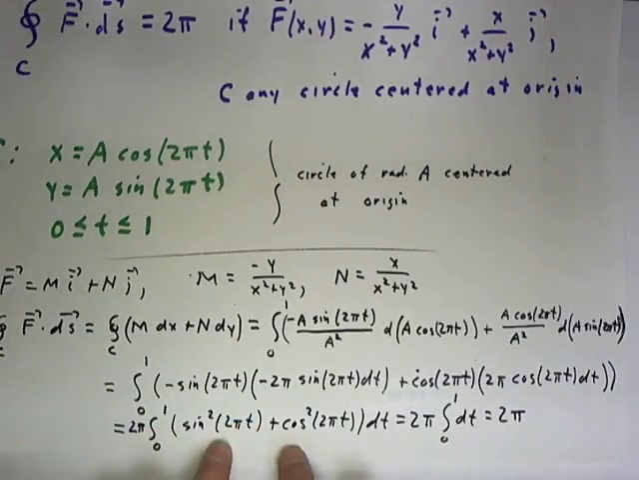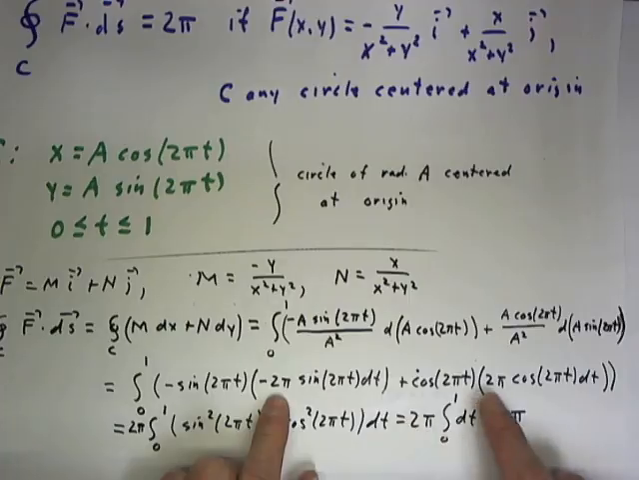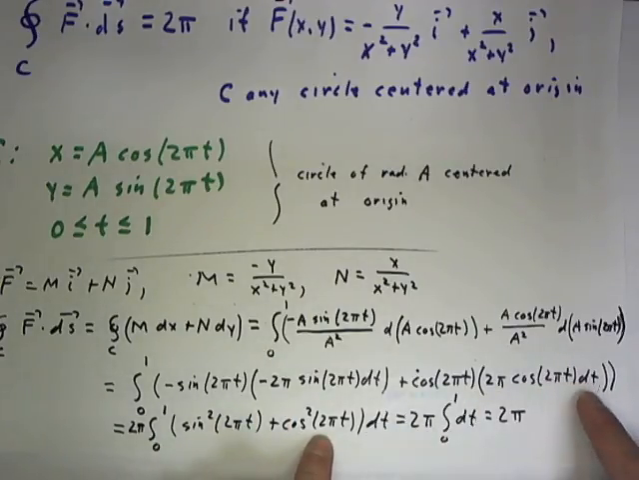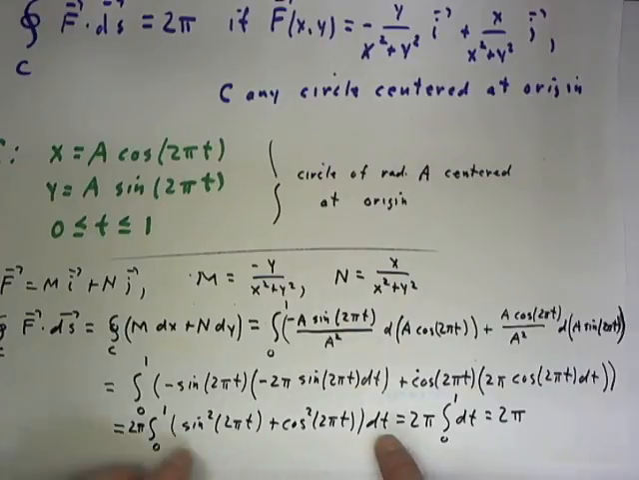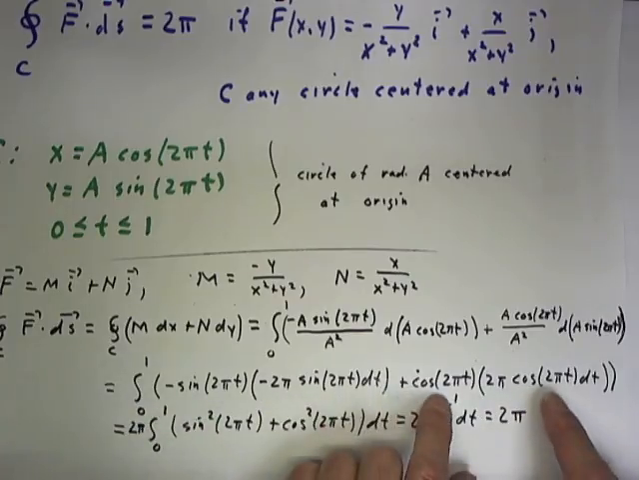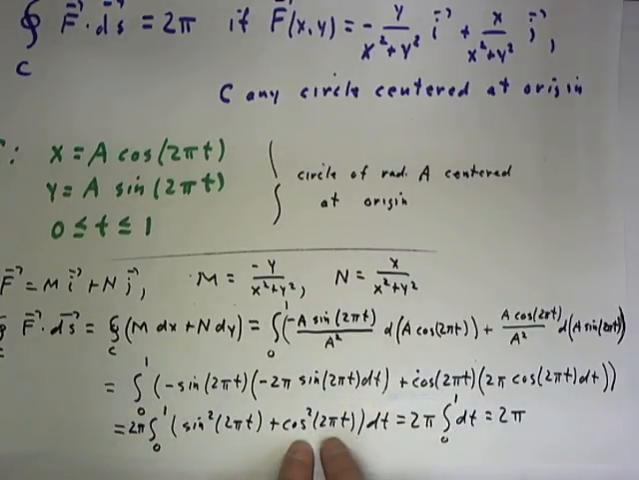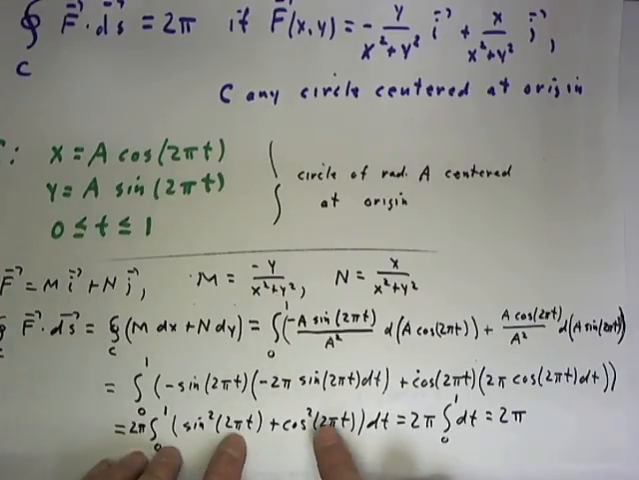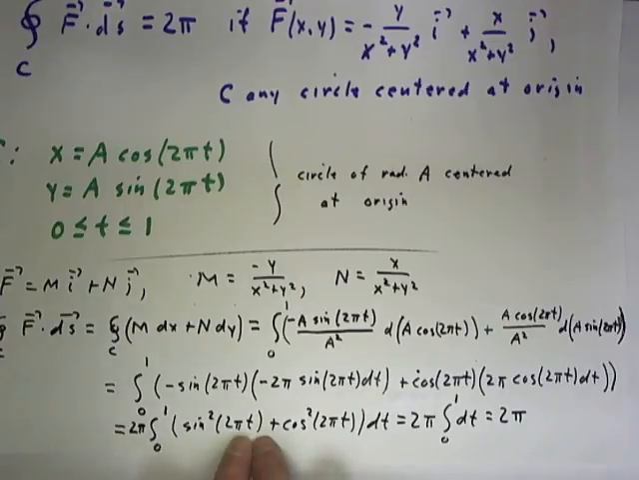This expression is easily rearranged into this expression. We simply factor out the 2 pi's, we factor out the dt, and we have sine squared of 2 pi t plus cosine squared of 2 pi t. That's just the sum of a sine squared and a cosine squared of the same argument. So the Pythagorean identity tells us this is just 1, so this simply becomes the integral of 2 pi times the integral from 0 to 1 of dt.